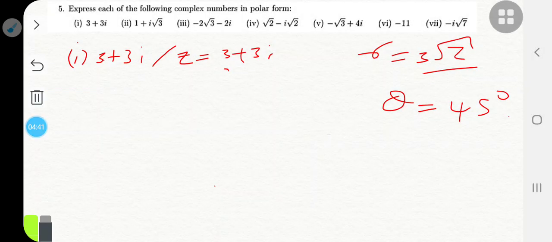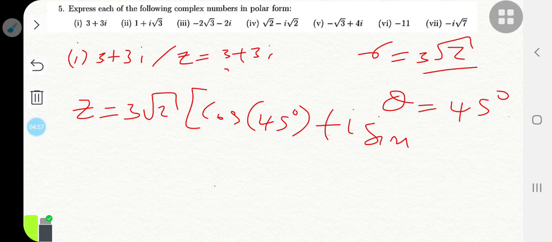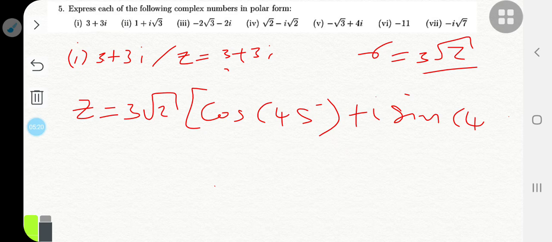So my z will be equal to, what is my r? It is 3 root 2, then cos of my angle, 45 degrees, plus i sine 45 degrees. Let me write it properly: cos 45 degrees plus i sine 45 degrees.